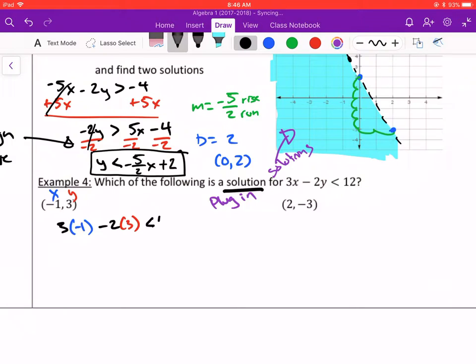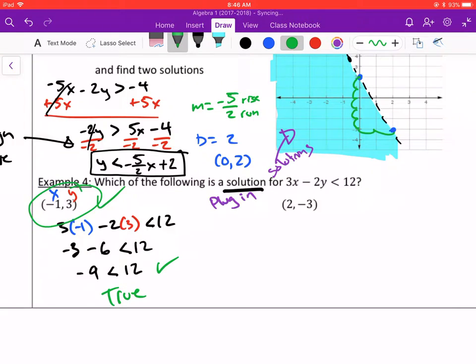Is that going to be less than 12? Well, if I multiply it out, 3 times negative 1 is negative 3. Negative 2 times 3 is negative 6. Okay, and negative 3 minus 6 is negative 9. Is that less than 12? Yes. All right, negative numbers are definitely less than a positive 12. It is true. That means that this point, yes, is a solution.